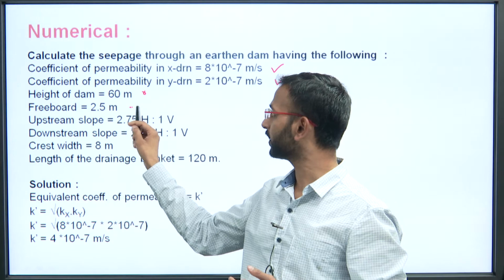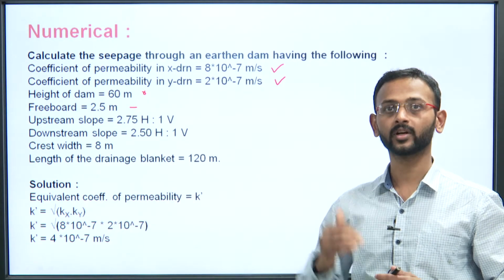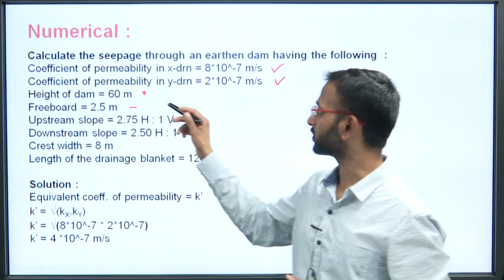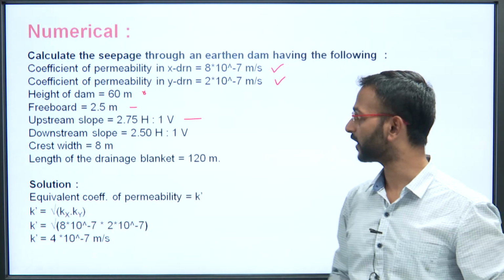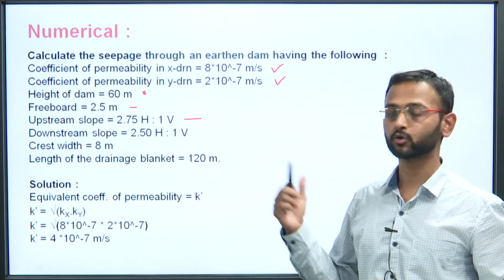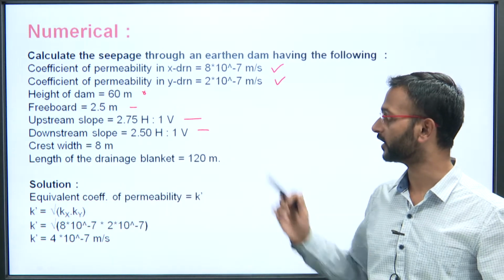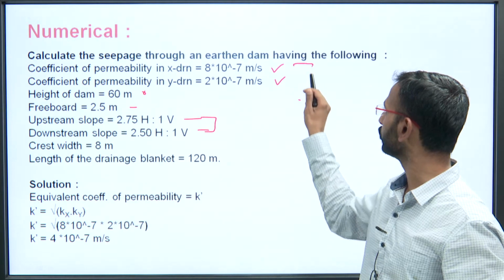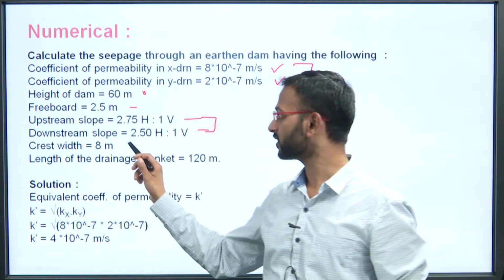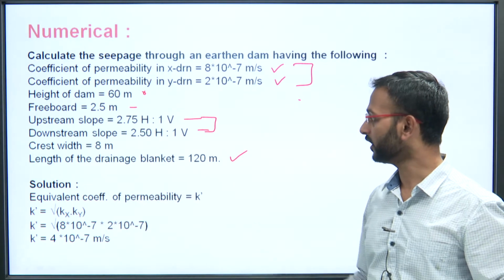Freeboard is 2.5 meters, that is the difference at which the water level is. Then the upstream slope is given as 2.75 horizontal to 1 vertical, and the downstream slope is slightly different, it is 2.50 horizontal to 1 vertical. So, these two things are there, the coefficients of permeability are given to you, and then the crest width is 8 meters, and the length of the drainage blanket is given as 120 meters.